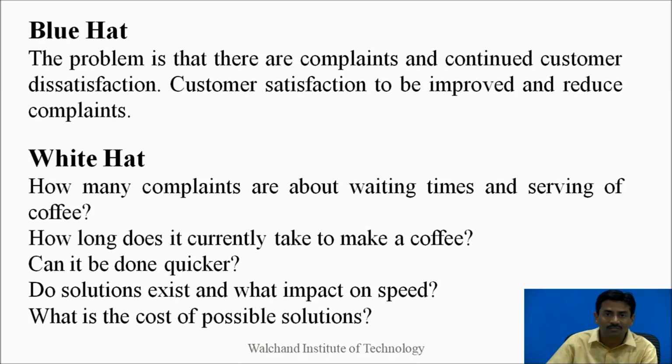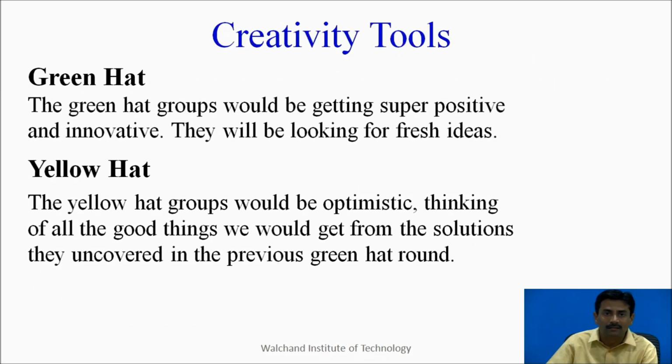All these detailed analyses will be made by this group of people wearing the white hat. Green hat. The green hat groups will be coming up with positive and innovative ideas. They would be looking for fresh solutions, and as per that, solutions would be suggested. Suppose the solution suggested by the green hat is that we would add one more coffee making machine, so that it would solve both the problems. It would give the coffee in time, and also it would reduce the waiting times.